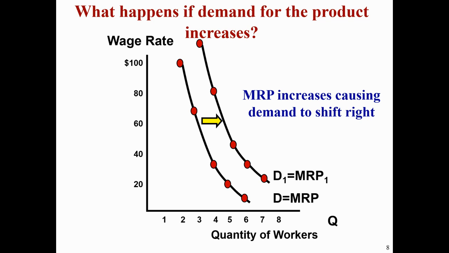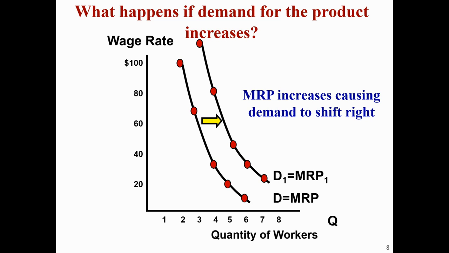Now let's think a little bit. My demand for the product increases. If my demand for the product increases, it means that the price of this product increased, right? We're going to see later how this impacts things, okay?